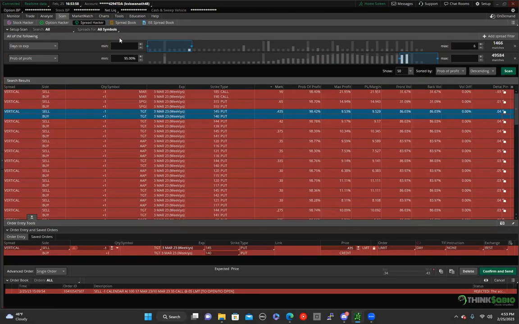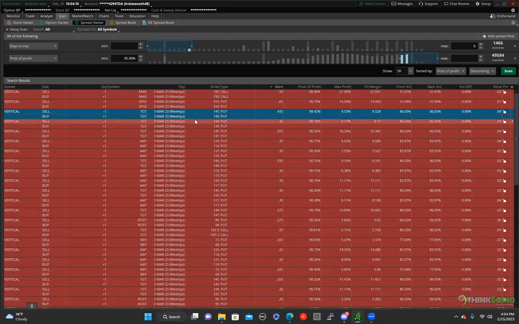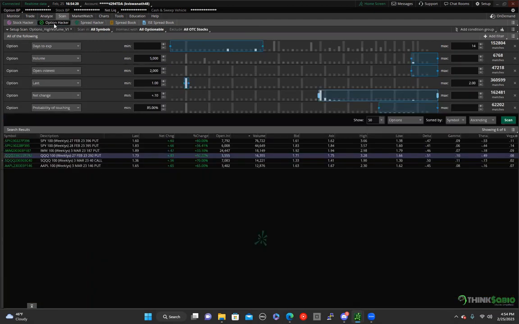Spread Hacker is an insane tool if you really are into selling calls and selling puts. This is amazing. You should know this. This is really mandatory for anyone who is trying to make money by selling calls. Options Hacker, we have looked at this.